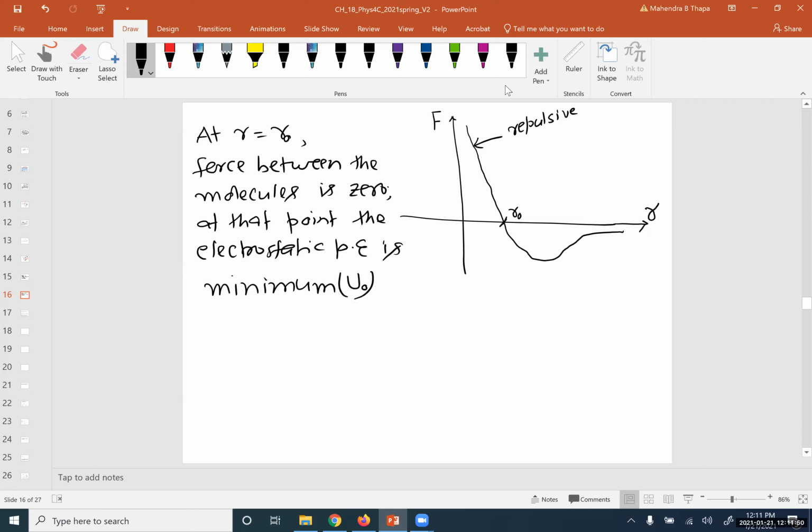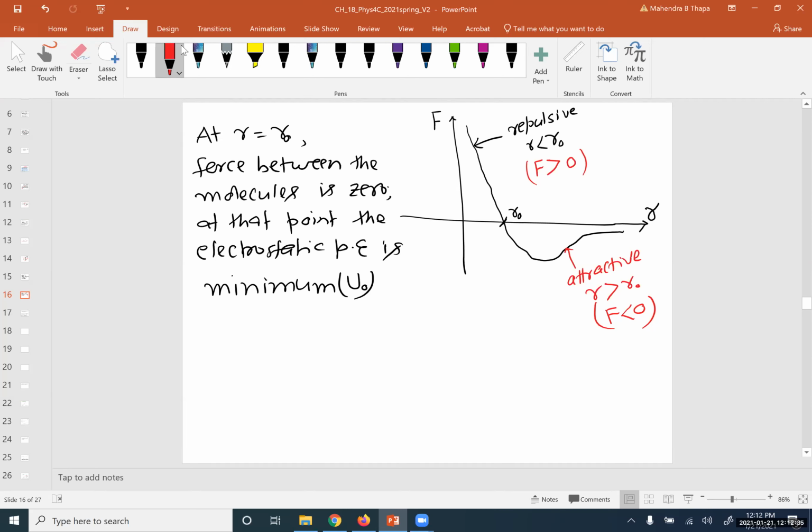In this case, the value of r is less than r naught. So you see from the picture that at that condition, the value of force is greater than 0. This other portion of the graph represents the attractive nature of the atoms or molecules, and this is the region where r is greater than r naught. In that case, the value of force is less than 0. So this is how the scenario looks.